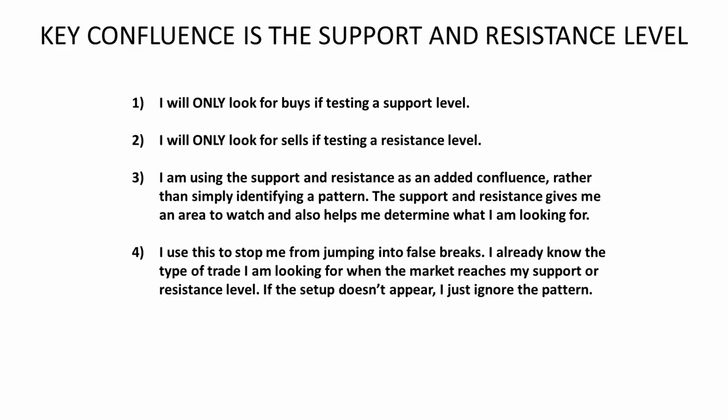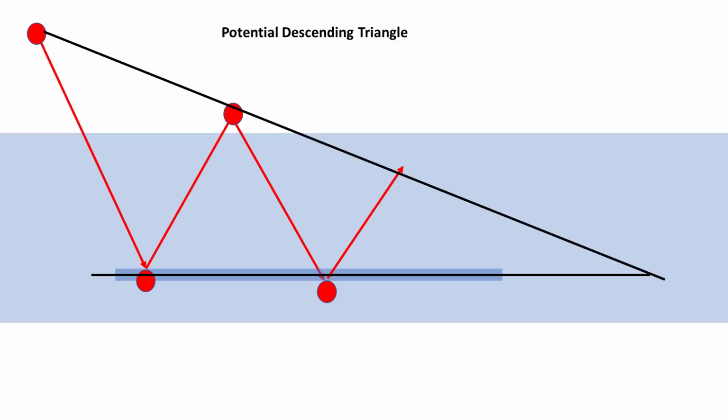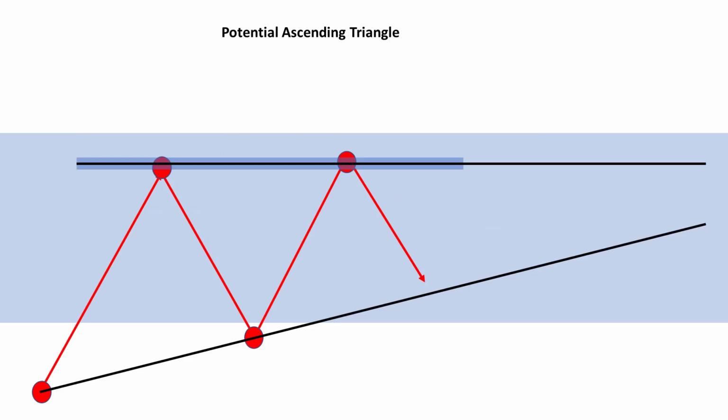Let's look at a couple of examples. Here we have a potential descending triangle. The market has dropped down into a support level. This tells me I am looking for buys. Now we see a potential ascending triangle.